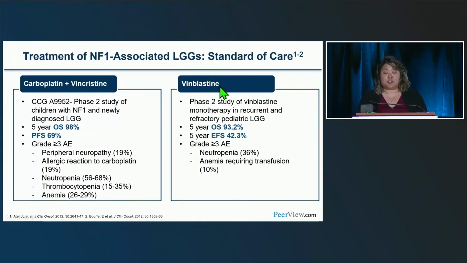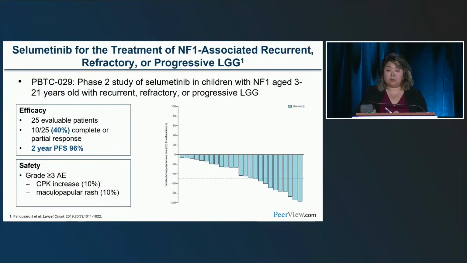And then another commonly used treatment is vinblastine, and this is also based off of a phase 2 study looking at vinblastine monotherapy in recurrent and refractory, so not the newly diagnosed, but more in the refractory or recurrent setting of pediatric low-grade gliomas. And the overall survival, again, was great. Event-free survival, not bad, 5 years at 42%, but then again, also having some more significant adverse events, including neutropenia and then anemia sufficient to require transfusion.